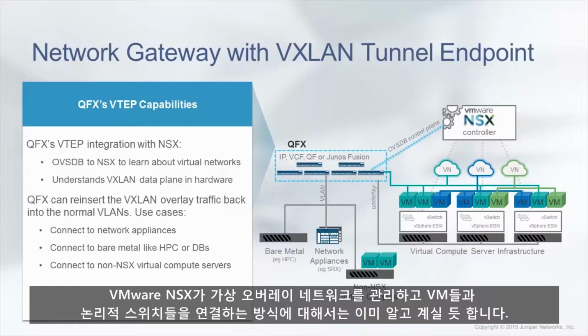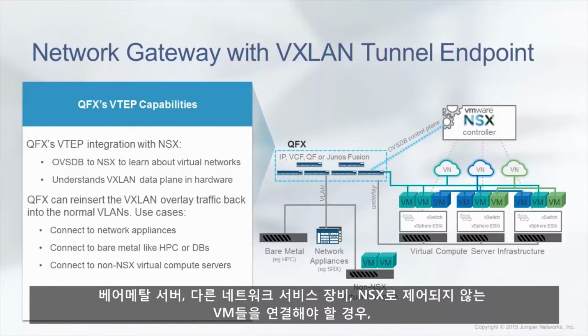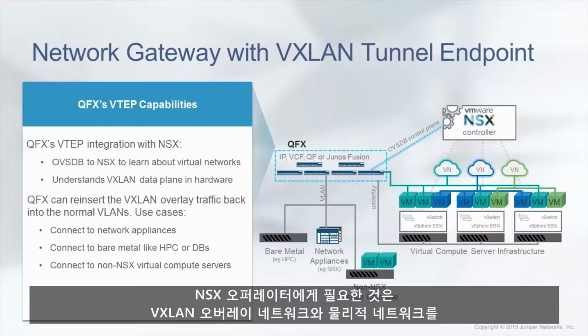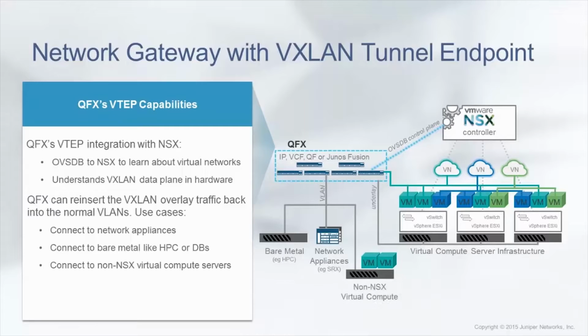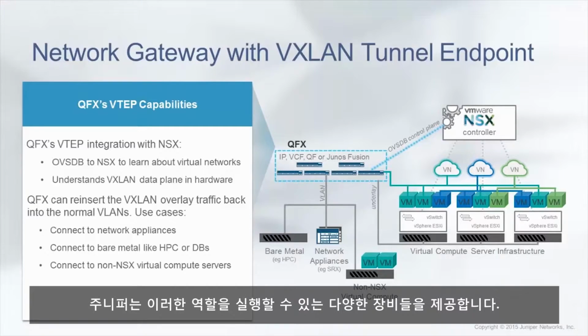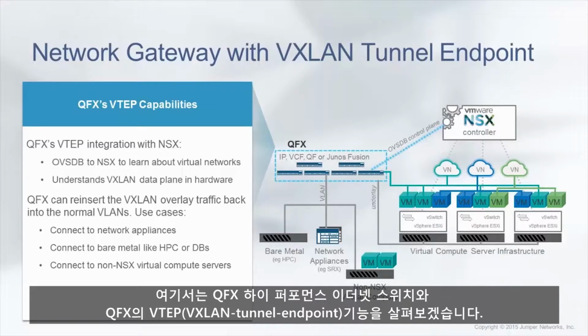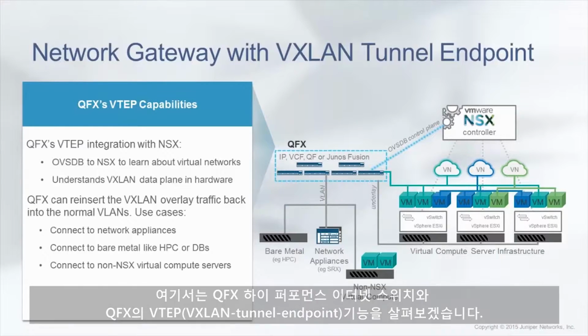Here you should already be familiar somewhat with how VMware NSX manages the virtual overlay networks to connect VMs with what it calls logical switches. When you need connectivity for bare metal servers, other network service appliances, or even VMs that aren't under the control and reach of NSX, what an NSX operator will need is a gateway router or switch that can bridge the VXLAN overlay networks with physical networks, be they VLANs or anything else. Juniper provides a range of devices that can do this, but here let's look at the popular QFX high-performance Ethernet switch and its VXLAN tunnel endpoint, or VTEP, features.